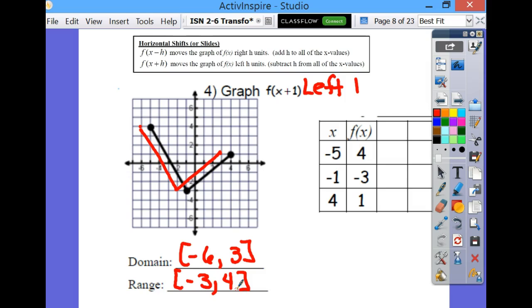So, this chart over here, if you want to use the chart, instead of adding 1 to the x values, you are going to subtract 1 from each one of those x values. So that would be a -6 and a -2 and a 3. And then the new y values, they're not new. They're going to stay the same. So, do you think the translations are very difficult?